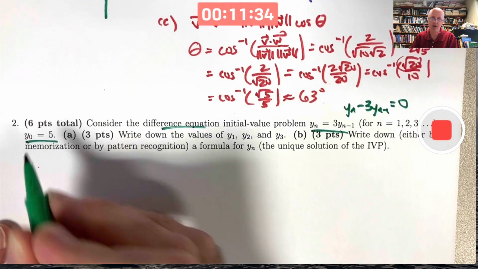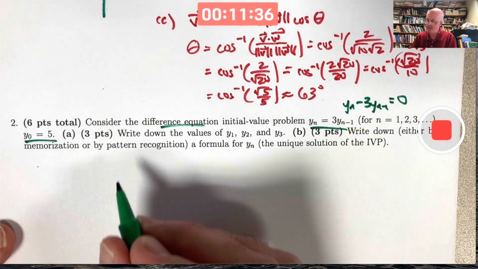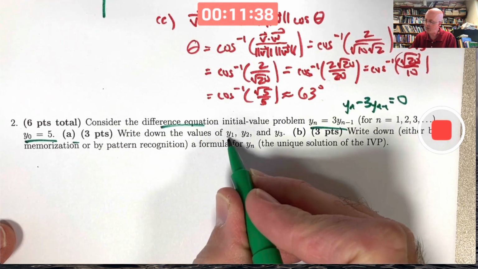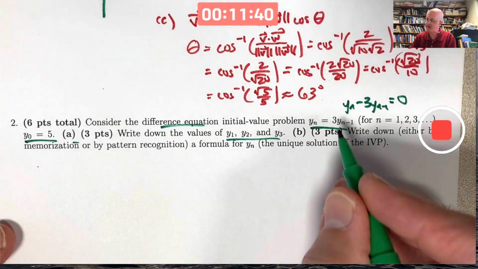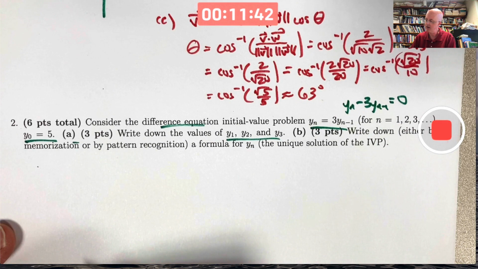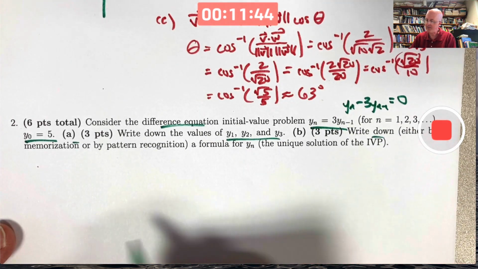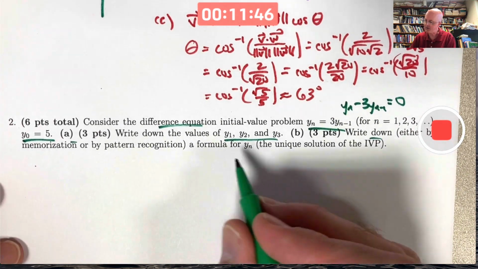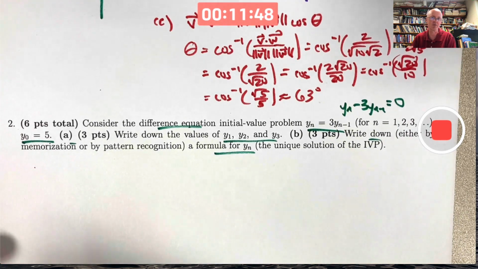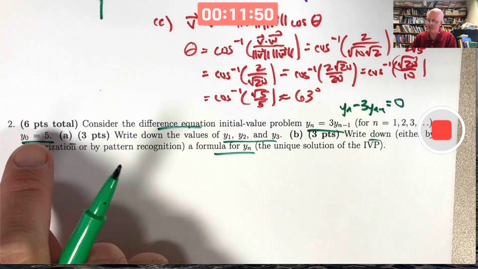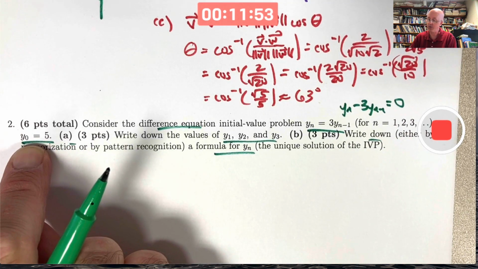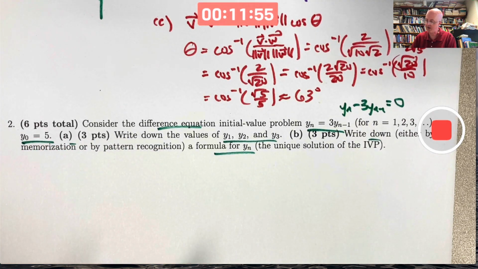The initial condition is that y_0 equals 5. Part A, write down the values of y_1, y_2, y_3. You just got to use the difference equation and the initial condition. Part B, write down either by memorization or pattern recognition a formula for y_n in terms of really y_0. In general, you might have just an arbitrary y_0, but we have a particular y_0 here, 5. Okay, this is pretty straightforward.